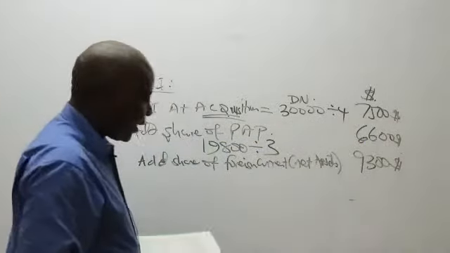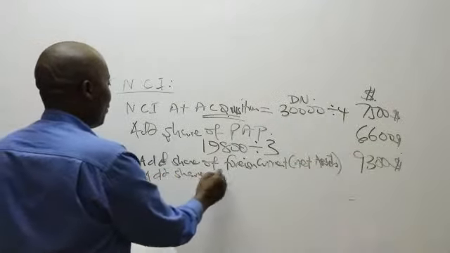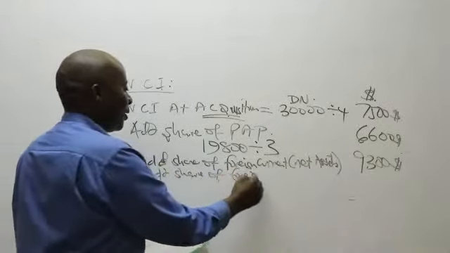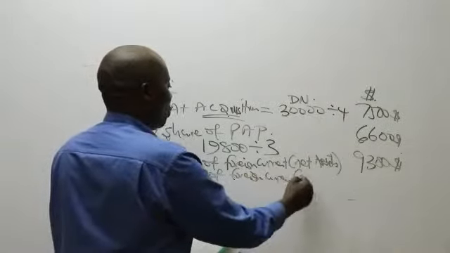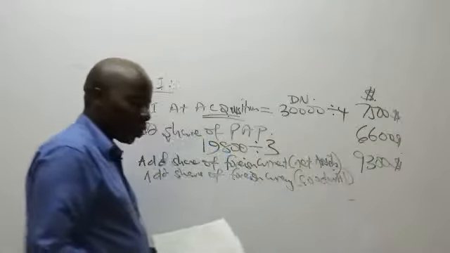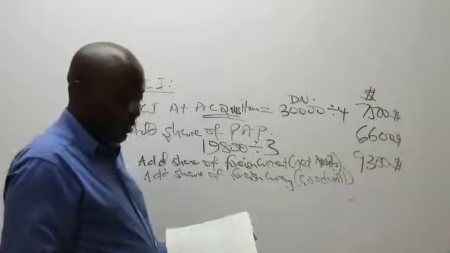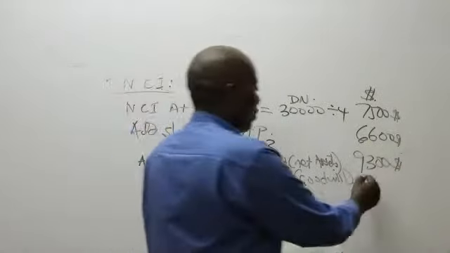All right. And then we have here, lastly, add share of foreign currency goodwill. How much? Goodwill, how much? 15,500.